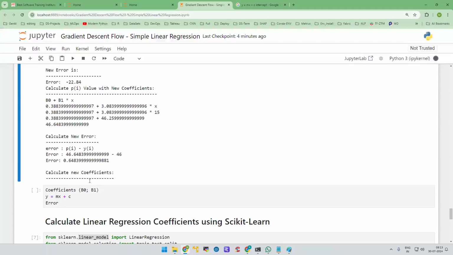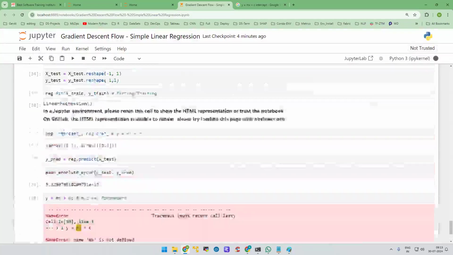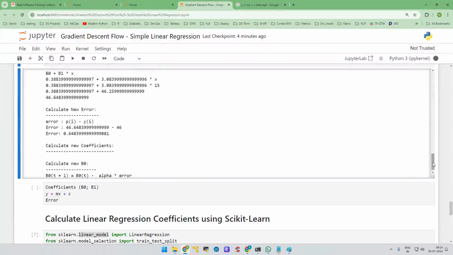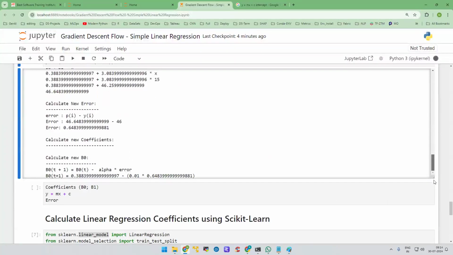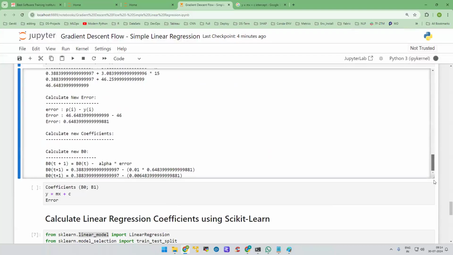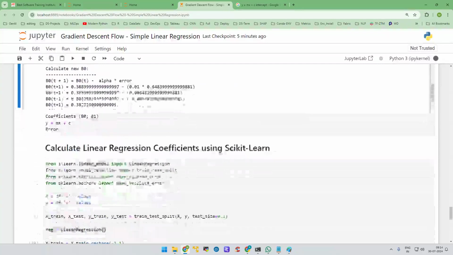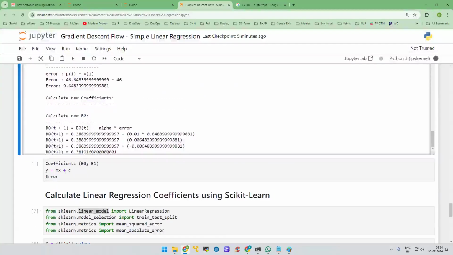So we need to recalibrate the coefficients based on the error. How do we recalibrate the coefficients? B0 new one is equal to old one. What is the old one? 0.38 minus alpha into error. Alpha is 0.01 and error is 0.64. When we multiply it, it's going to be 0.0064. So new B0 is going to be 0.38191.